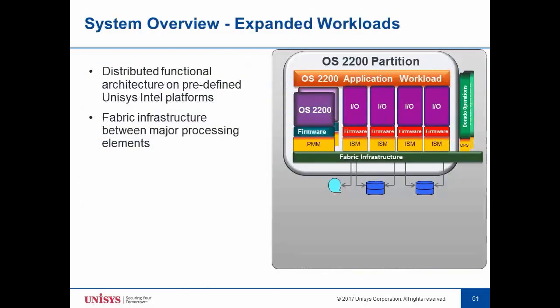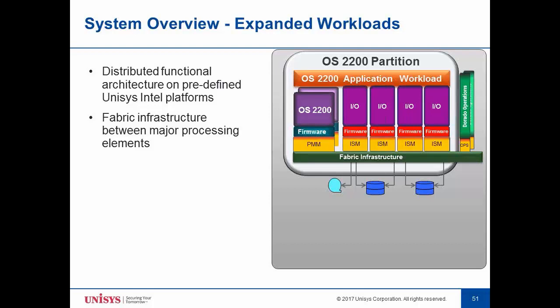I want to return to our diagram that shows the various components that are part of ClearPath Forward. And up until now, we've talked primarily about the things that are at the top end of this chart, the PMMs, the ISMs, and the fabric infrastructure that connects those OS 2200 processing capabilities.